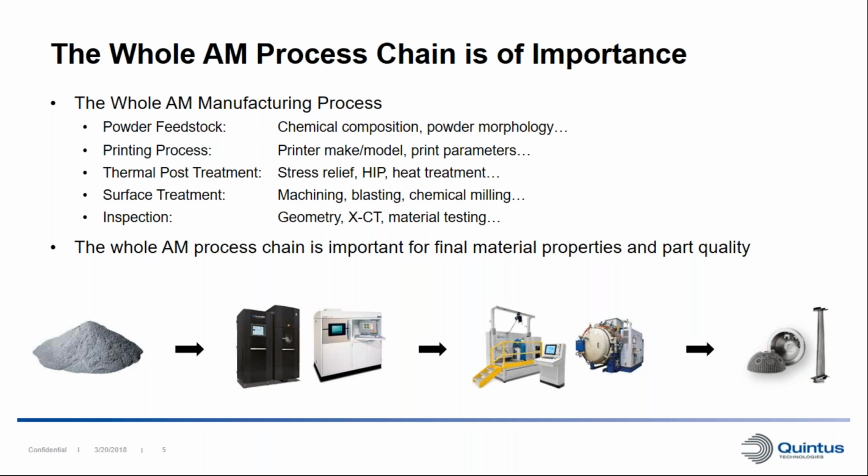So, of course, we also have powder feedstock, where we might look at chemical composition, powder morphology, etc. We have the printing process, of course, printer make, model, print parameters. We have thermal post-treatment like stress relief, HIP, heat treatment. We might have a surface treatment of our parts by machining, blasting, chemical milling, etc. And there might be some inspection afterwards for the geometry, the tolerances, X-ray CT scanning, material testing, etc.